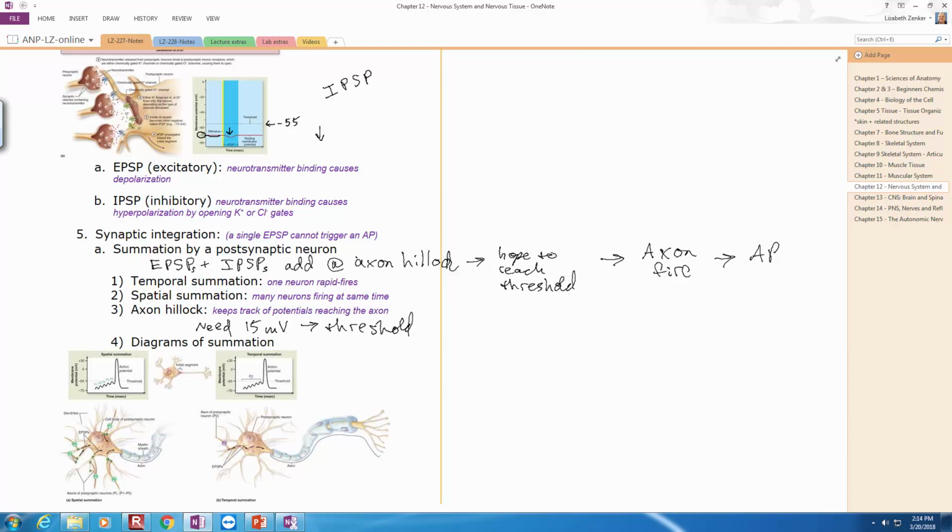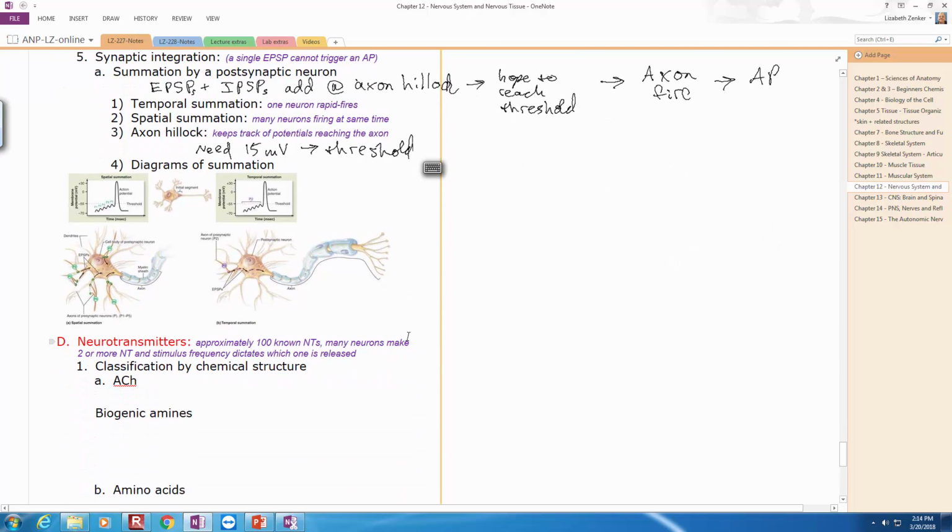So I'm going to diagram the summation, but we're out of time. So you guys can try to do maybe a picture of your own. When we come back, I will actually draw out the pictures and we'll talk about the synaptic integration and how that looks, and then we'll move on to neurotransmitters on the next class.